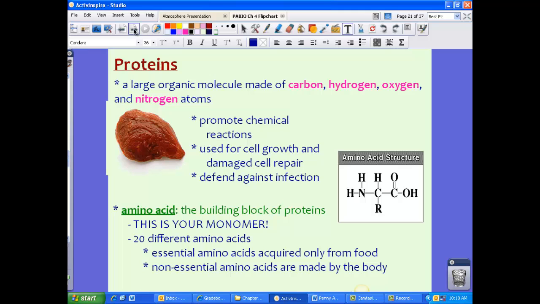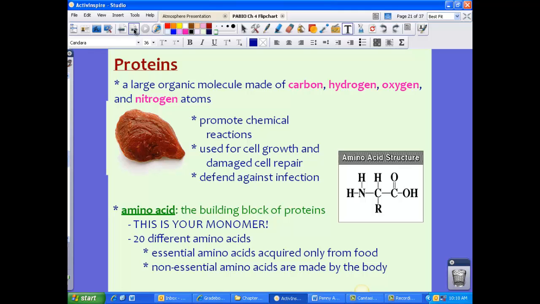Now proteins. Proteins are also large organic molecules, and they're made of carbon, hydrogen, oxygen, and nitrogen. Proteins have extra nitrogen in them. No other macromolecule has this, if you look at lipids or carbohydrates. So proteins promote chemical reactions. As we've discussed already before, proteins are pretty helpful. As in the plasma membrane, they're helpful for transporting, things like that. They promote chemical reactions. They're actually also used for cell growth and damaged cell repair.